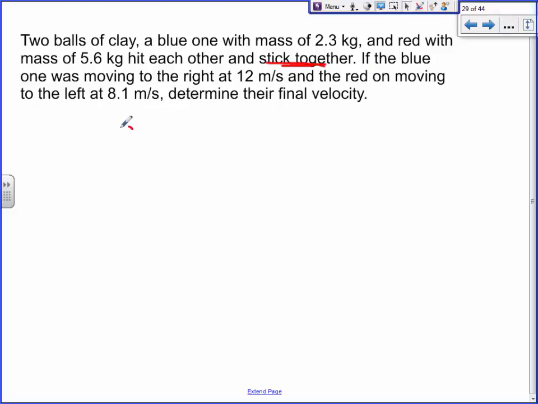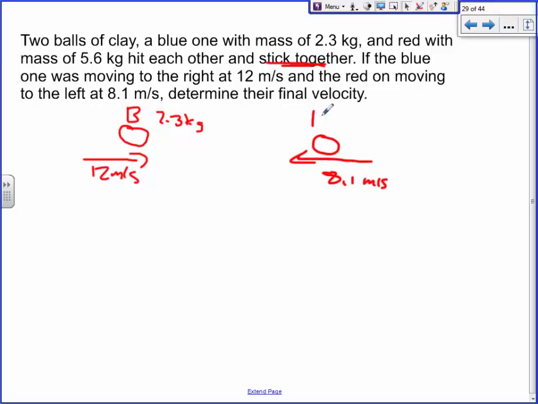You've got a blue one with a mass of 2.3 kilograms. The blue one was moving to the right at 12 meters per second, the red one was moving to the left at 8.1 meters per second, and red was 5.6 kilograms. So that's kind of the before scenario, right? It's basically a head-on collision.